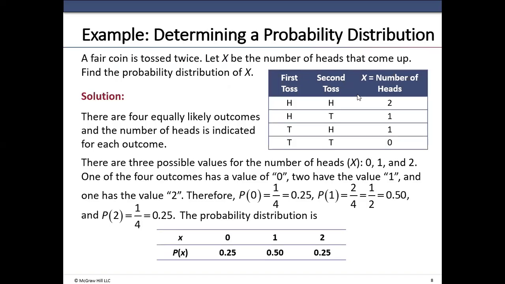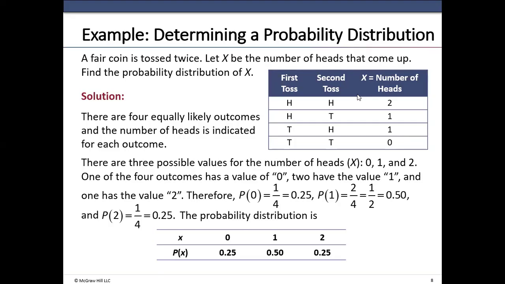A fair coin is tossed twice. Let x be the number of heads that come up. Find the probability distribution of x. You're tossing a coin two times. So you can get both heads. Number of heads is 2. You can get the first one head, second one tail. Number of heads in that situation is 1. You can get the first one tail and the second one head. Number of heads in that situation is 1. Or you can get both coins landing tail face up. In that case, number of heads is 0.